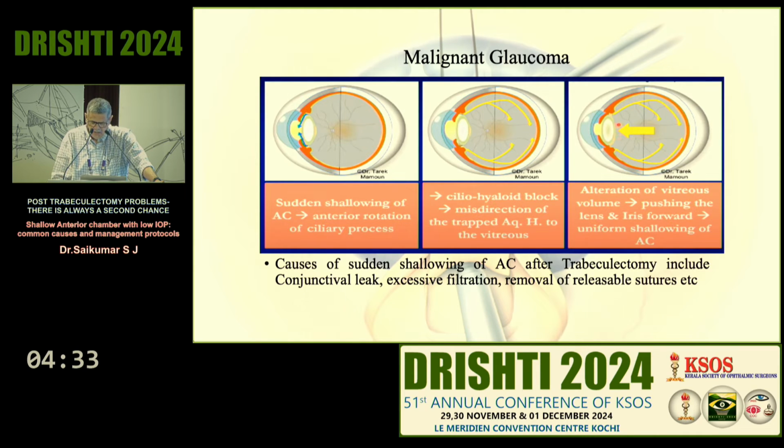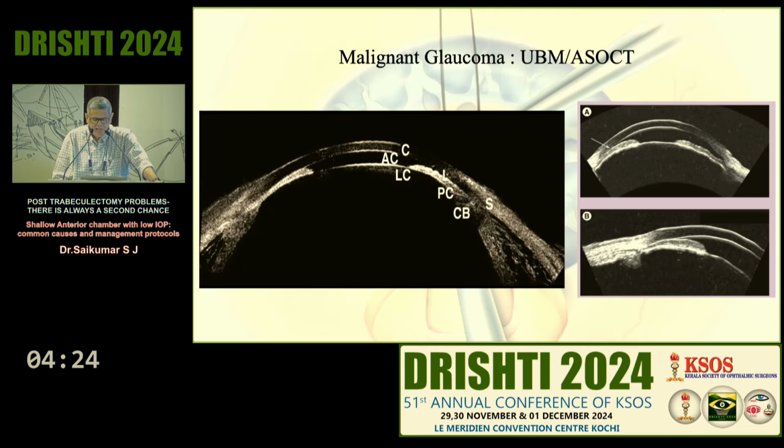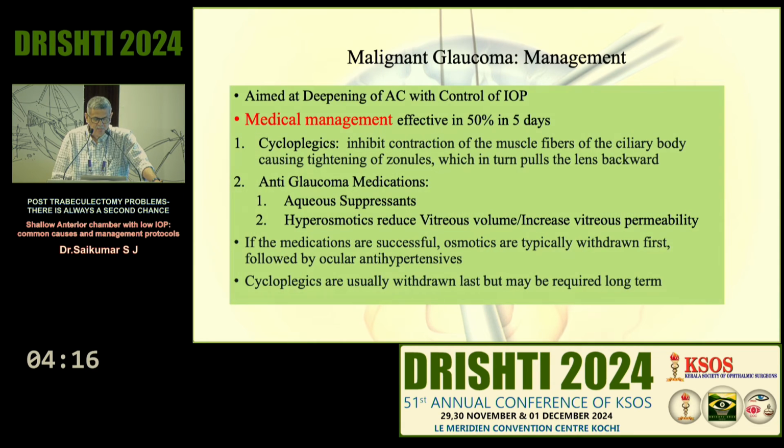So the aqueous misdirection is definitely one of the causes, and the anterior rotation of the ciliary body. These are the two factors which can lead on to malignant glaucoma, and these are the UBM and ASOCT pictures which confirm the diagnosis. So the aim of treatment in malignant glaucoma is to deepen the anterior chamber to control the IOP, and to deepen the anterior chamber you have to have a few things to occur.